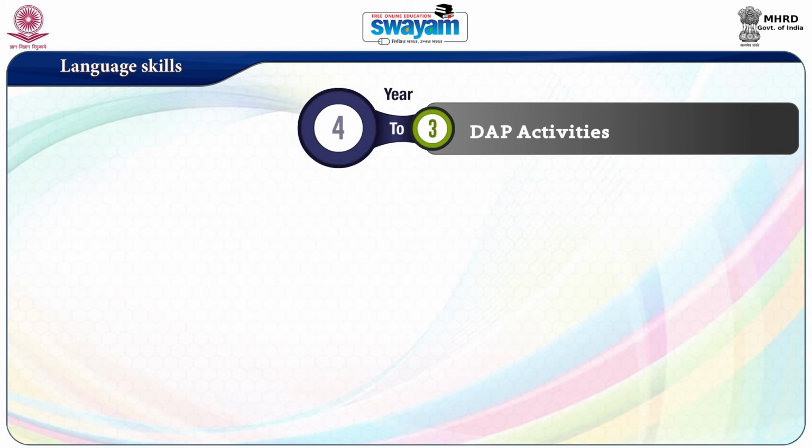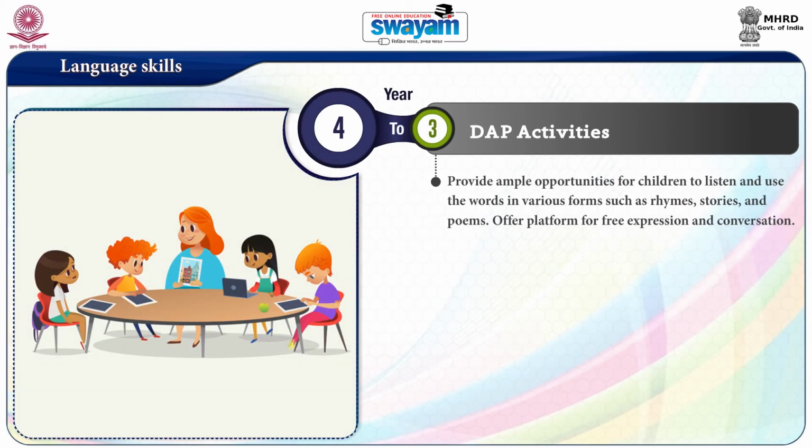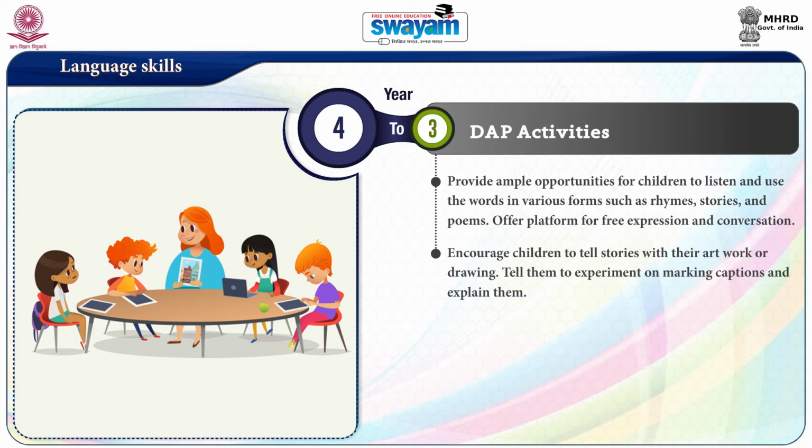So, developmentally appropriate practice activities would be to provide ample opportunities for the children to listen and use the words in various forms such as rhymes, stories, poems, etc. Offer a platform for free expression and conversation for them. Encourage children to tell stories with their artwork or drawing. Tell them to experiment on making captions and explain them.